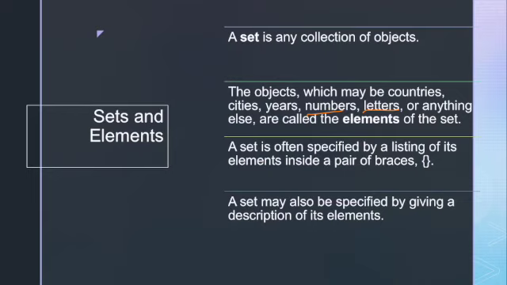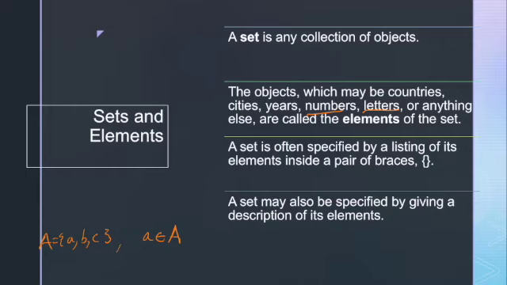A set is often specified by a listing of its elements inside a pair of braces, and a set may also be specified by giving a description of its elements. So for example, I could have the set A, B, C, and I could say that a is an element of A. When we name sets, we name them with a capital letter. So little a is an element of A.